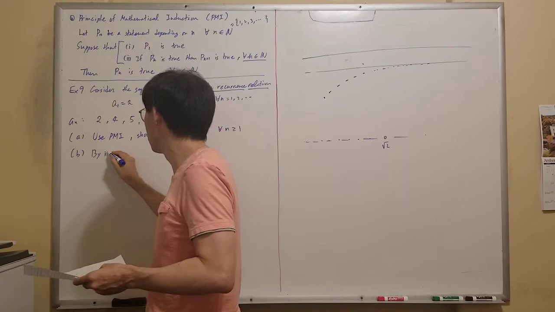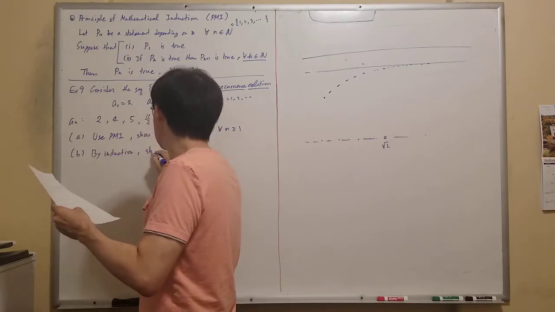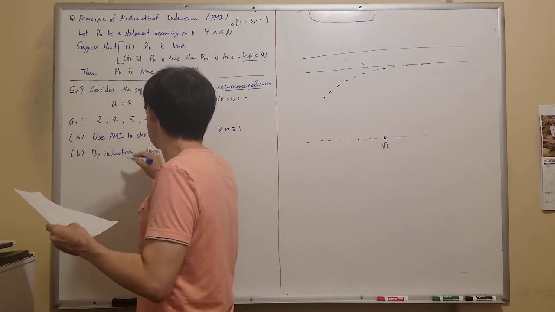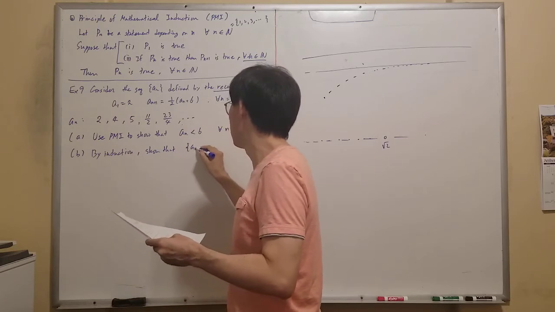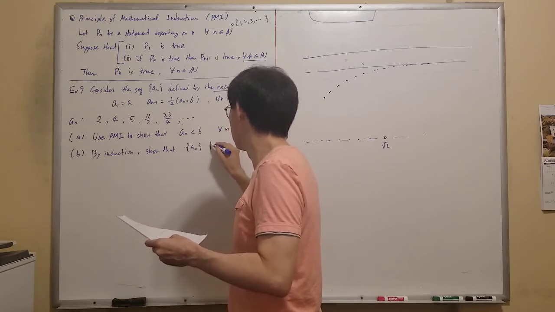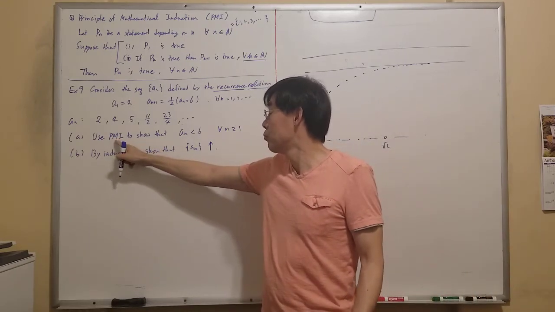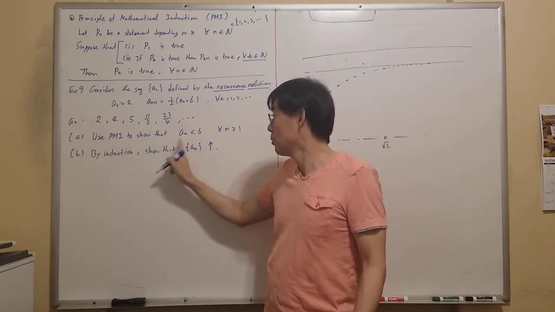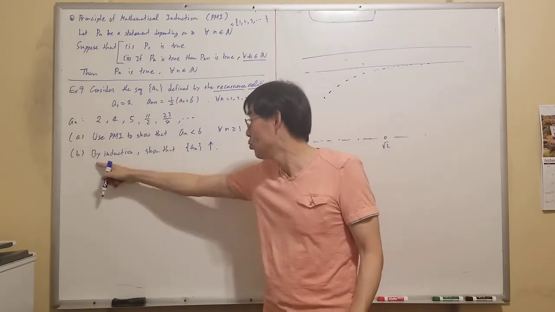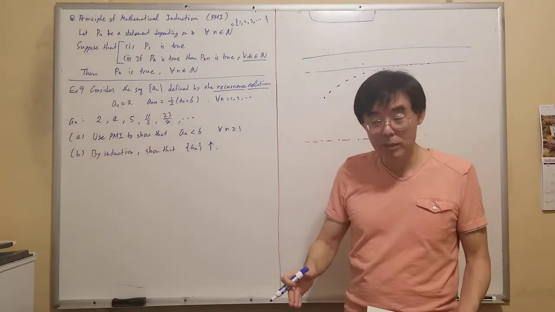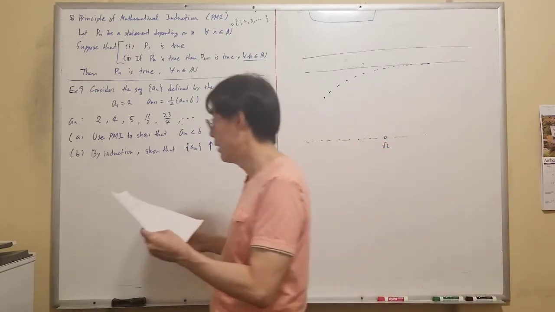By induction, to show that the sequence a_n is increasing. So use the principle of mathematical induction to show this, or by induction, show this. It's the same thing, right? In short, sometimes we say by induction, meaning by using the principle of mathematical induction. Okay?